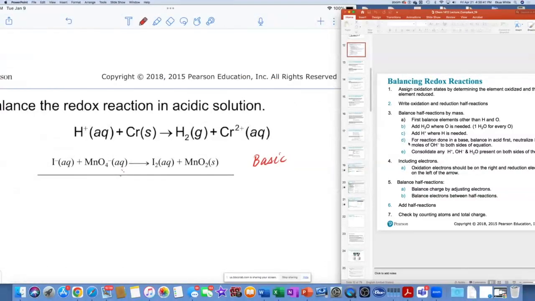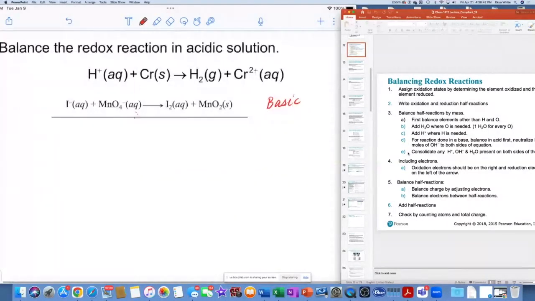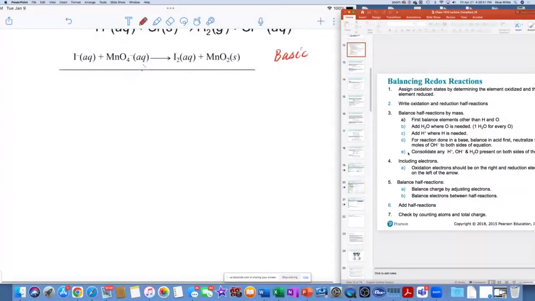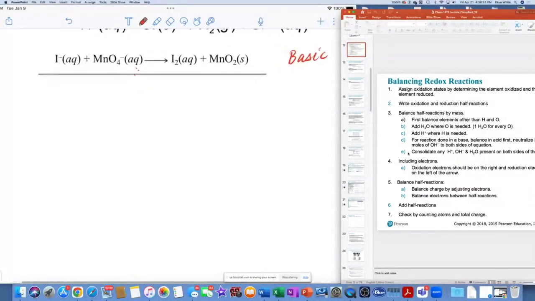We have to do this part here, 3D and 3E. Okay, we can do this, y'all. When I say we, I mean I. Okay, start with the rules. The first rule says assign oxidation states for each element within the compound.